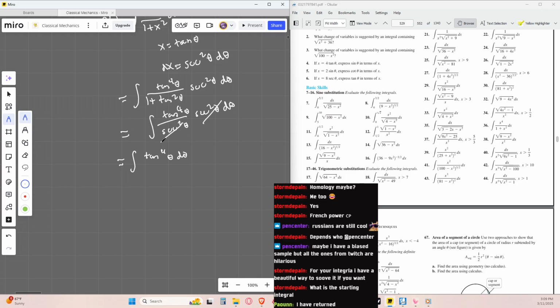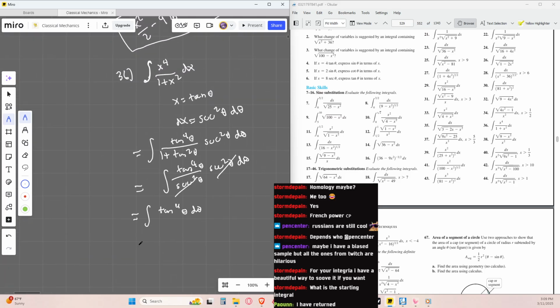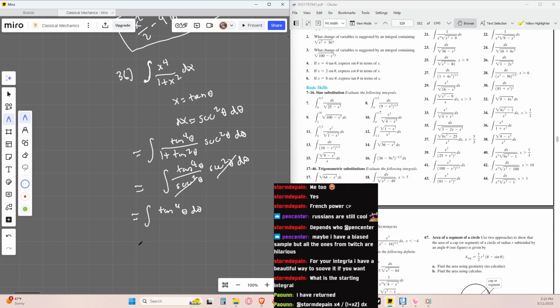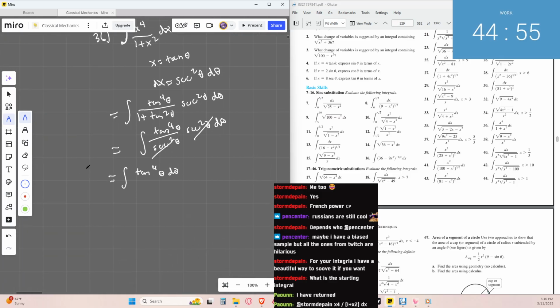For your integral, I have a beautiful way to solve it if you want. Hey, welcome back, Pound. What are you eating? Yeah, like I said, Storm, let me struggle with this a bit. If you see that I'm taking too long to actually answer it, you can basically ask me again, like, do I need a hint?